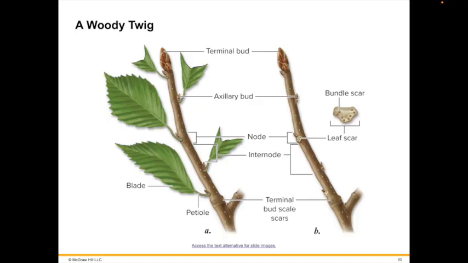Some twigs have tiny scars of a different origin. A pair of butterfly-like appendages called stipules, part of the leaf, develop at the base of some leaves. The stipules can fall off and leave stipule scars, which I don't typically discuss.